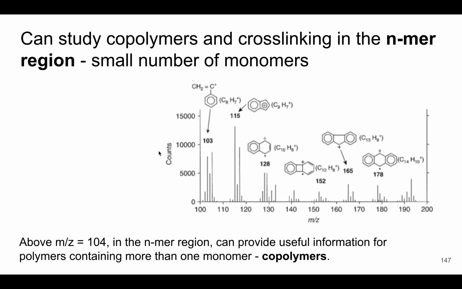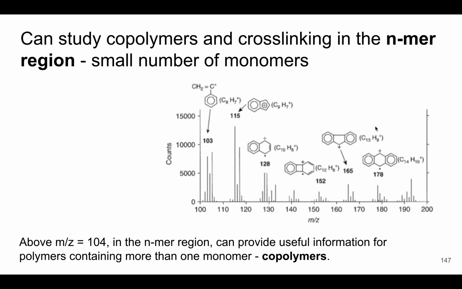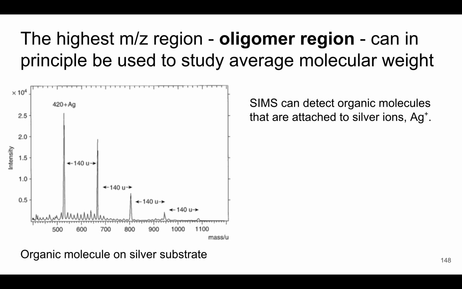But also, we know polymers form larger macromolecules. So if we go above 104, we can get information about what we call the n-mer region. So small numbers of the monomer. And so that's basically what this region is giving us. It's giving us that if we cluster small numbers of monomers together. And so that can be used to study copolymers, how two monomers come together. It can be used to study crosslinking in that material. And so it gives us information on a more macro scale of this polymer.